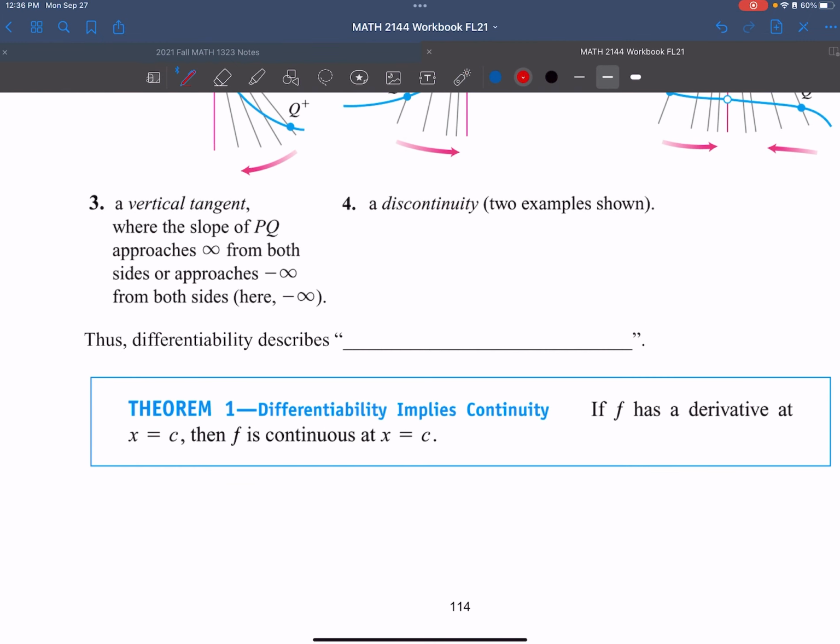Mentioned this earlier. Differentiability describes basically the smoothness.